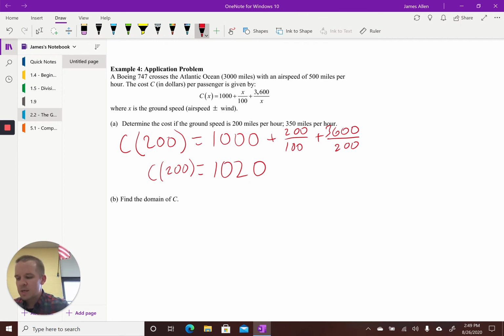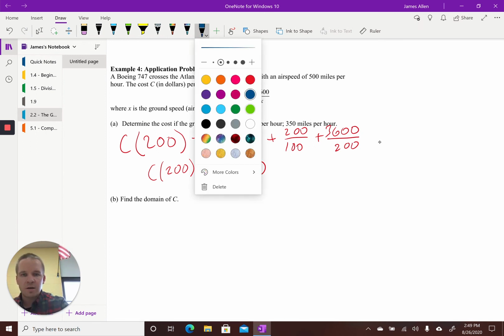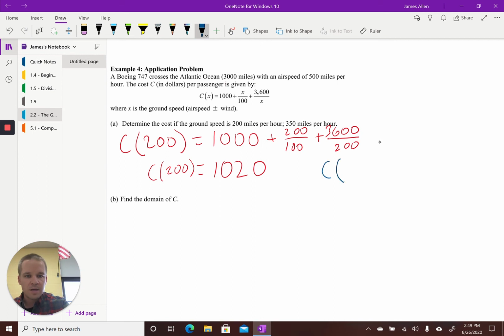That's the cost per passenger. Now, what if we up that to 350? Same idea, but I'm plugging in 350. I'll change markers here real quick. So C of 350, when I plug that all in, I end up with 1,013.7857, so we'll call it 1,013.8. That'll be my cost per passenger. There we go, just a little bit of substitution.